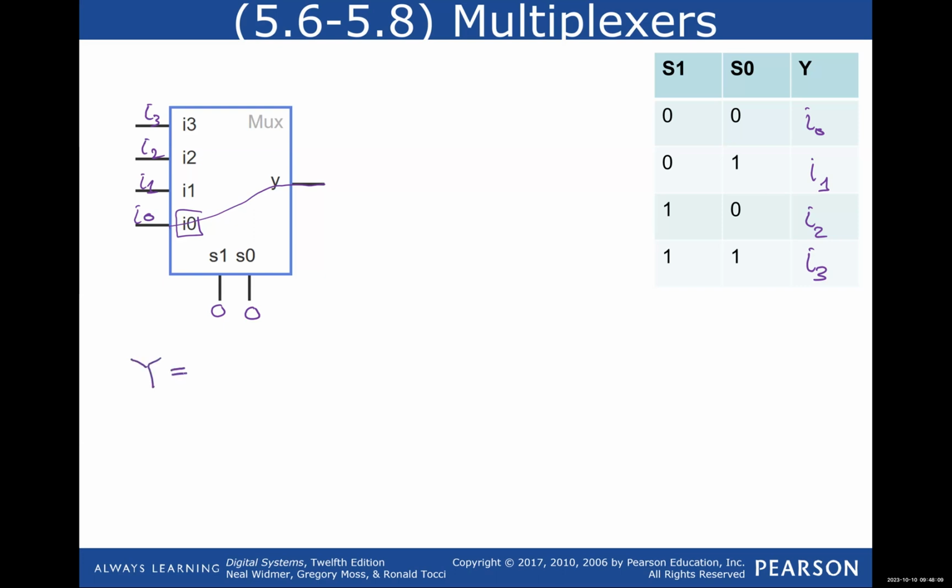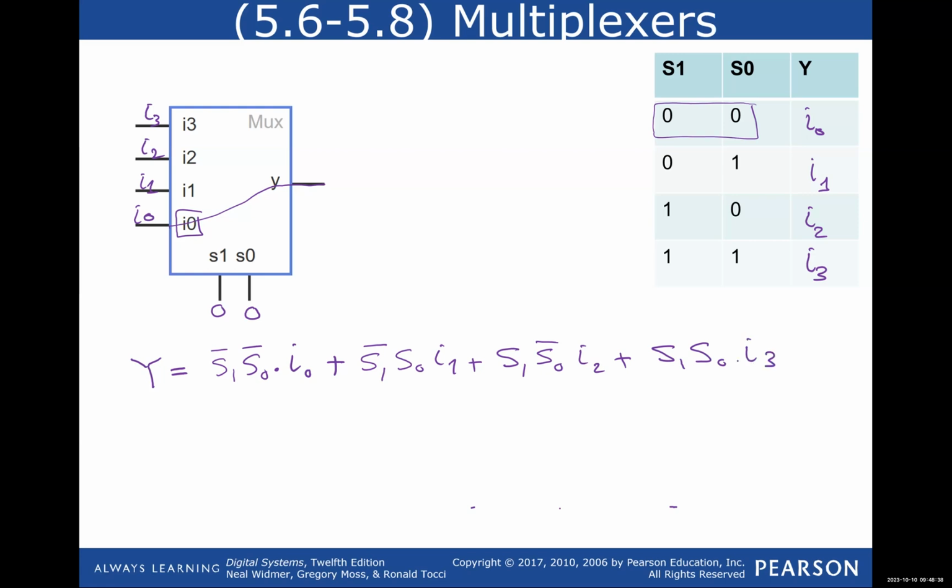So let's say Y is equal to, what is this first minterm? S1 complement, S0 complement, and it with I0. If I0 is a 1, that's a minterm I keep. If I0 is a 0, that's a minterm that's going to go away. Now for the second one, it's going to be S1 complement, S0, I1, plus S1, S0 complement, I2, plus S1, S0, I3.